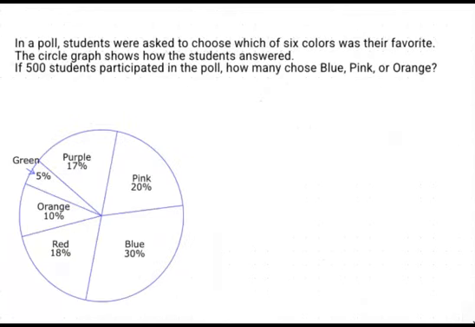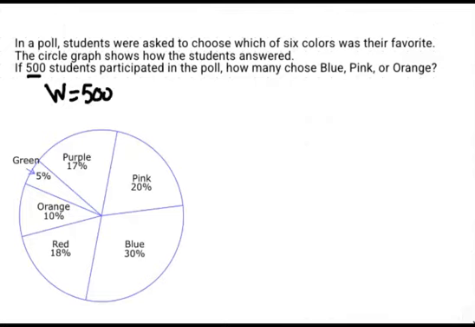All right, let's try problem number 3 here. In a poll, students were asked to choose which of 6 colors was their favorite. The circle graph below shows how the students answered. If 500 students participated in the poll, how many chose blue, pink, or orange? So first, we know that 500 students participated. So my whole is going to be 500.